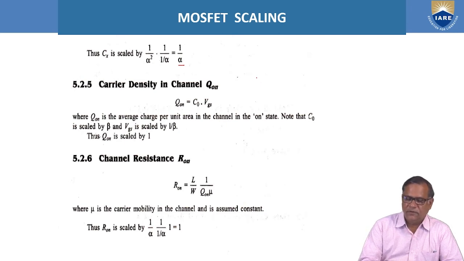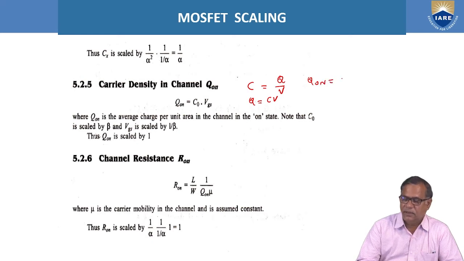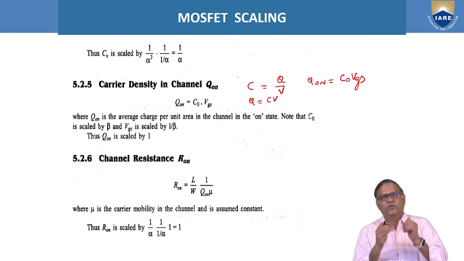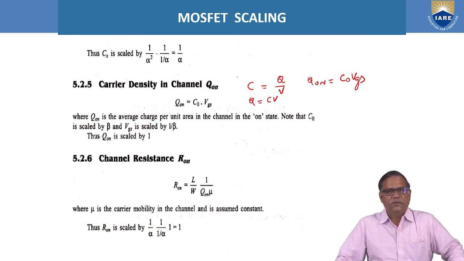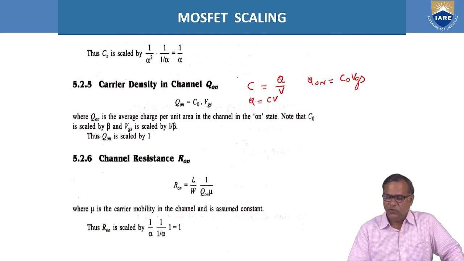And what is the standard formula for capacitance? You know, the standard formula is C is equal to Q by V. So you can say that Q is equal to CV. So Q on is equal to C naught VGS. You are applying a voltage between gate and source, so due to that charge carriers are developed. So Q on is equal to C naught into VGS.